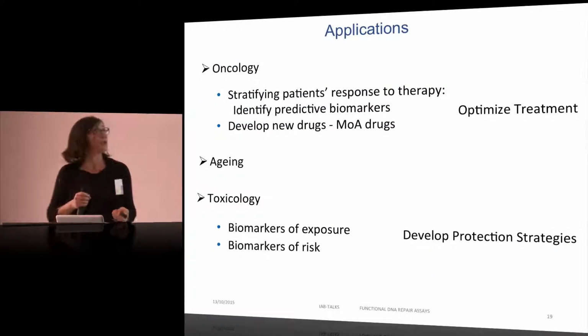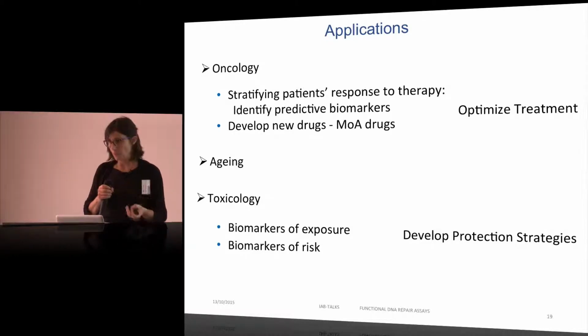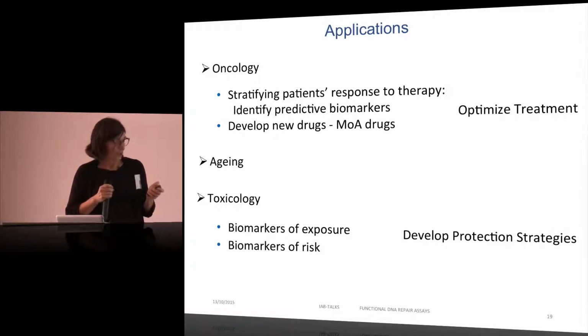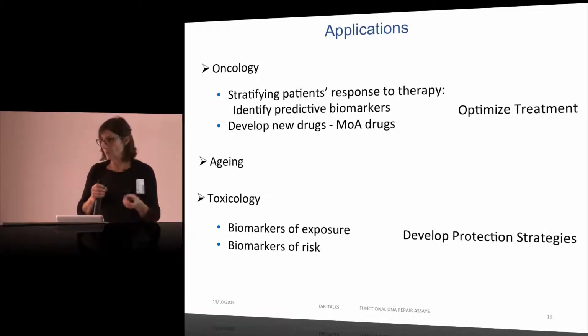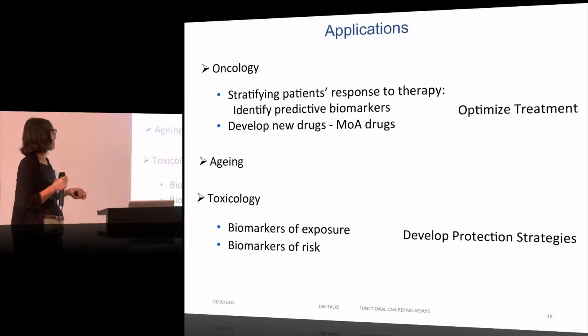Okay, so what can we do with that? In oncology, for example, you can stratify the patient's response to therapy and identify predictive biomarkers. That's very important to choose the best treatment. You can develop new drugs, for example, DNA repair inhibitors. You can check their specificity. You can control their mechanism of action.